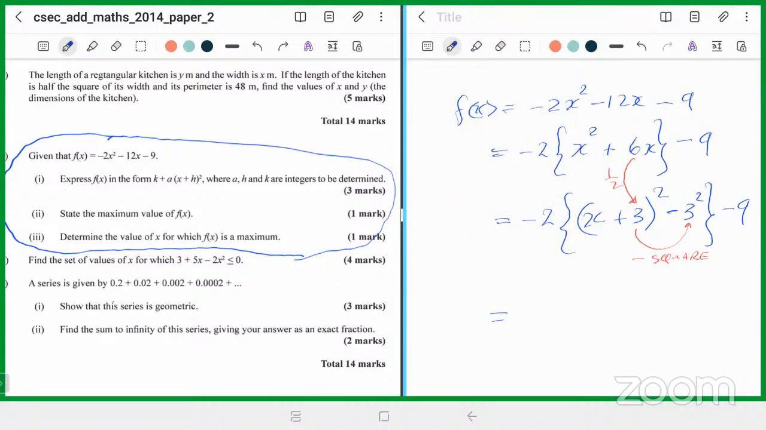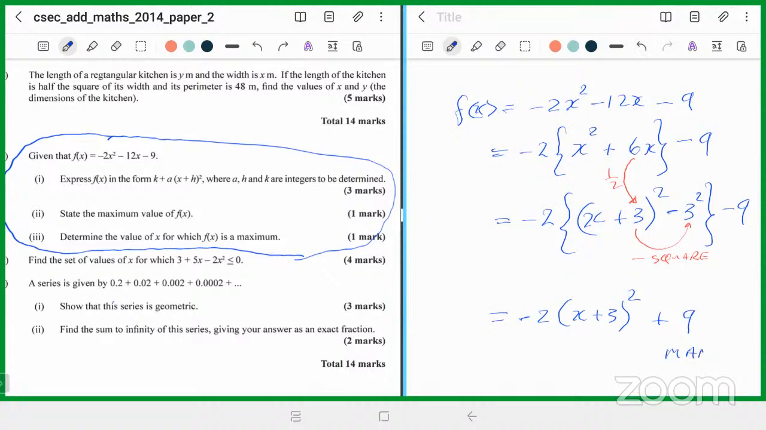Then I'm going to expand with the -2 now. So we have -2 into x plus 3 squared. This is -2 times -9, which is a positive 18. And then 18 minus 9 gives me a positive 9. That's it. That's my maximum. This is now a maximum.